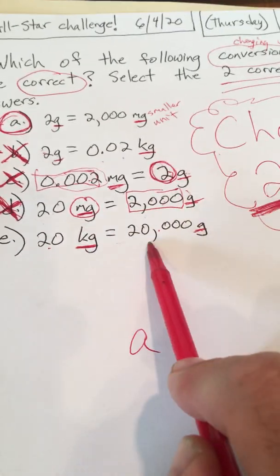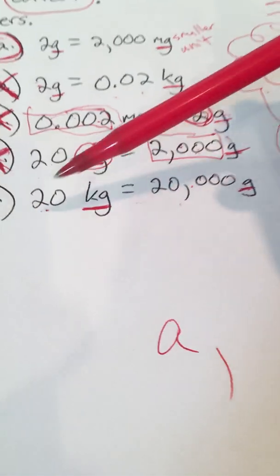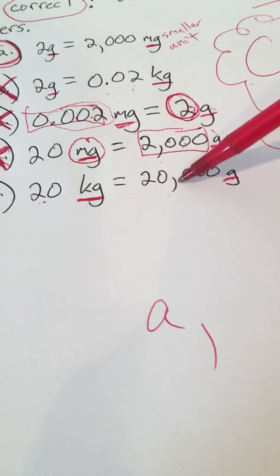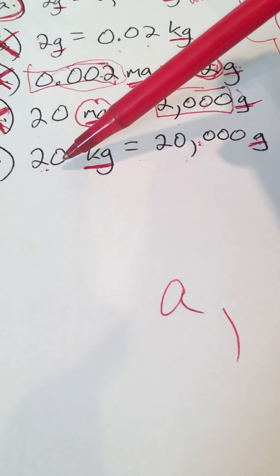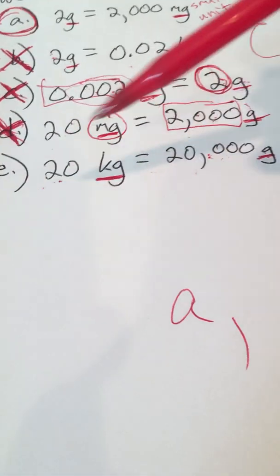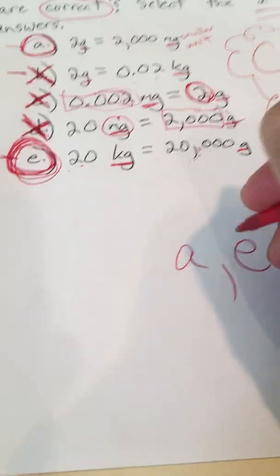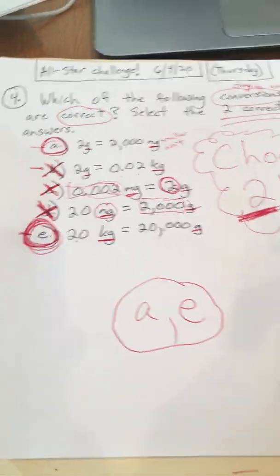20 kilograms is 20,000 grams. So 1 kilogram is 1,000 grams. So 20 kilograms would be 20,000 grams, right? There's 1,000 grams for 1 kilogram. Okay, so it's 1,000 times bigger. 20 times 1,000 is 20,000. So that is also correct. So really tough problem. Those are the ones that when you see these unit conversions, I'm telling you, they're tricky. A and E are the correct answers.